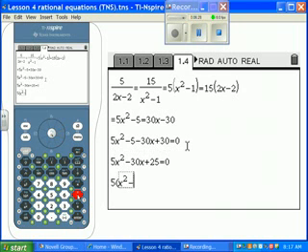Now what goes in next? Minus 6x. Excellent. Plus 5. Excellent.